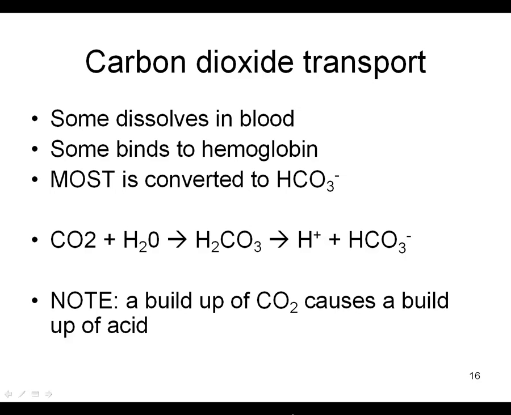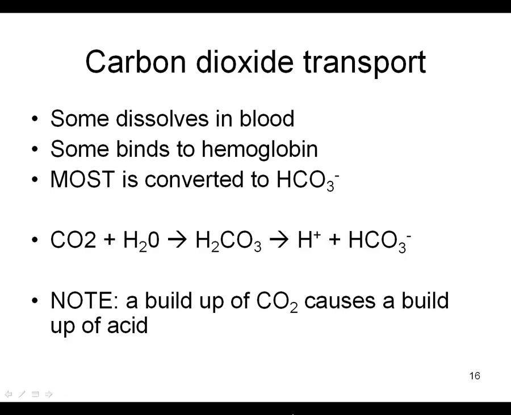Let's talk a little bit about carbon dioxide transport. Now, some of your carbon dioxide dissolves, and some of it binds to hemoglobin, though it binds to a different place than oxygen binds to. But the majority of your carbon dioxide is converted to a molecule called bicarbonate, and this is how it happens. CO2 and water, with the help of an enzyme called carbonic anhydrase, can come together and form a molecule called carbonic acid. H2CO3 is carbonic acid. It is a weak acid and dissociates into a hydrogen ion and a bicarbonate ion.